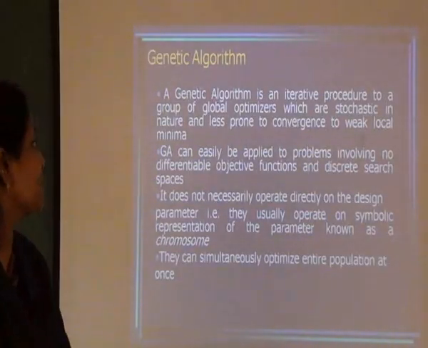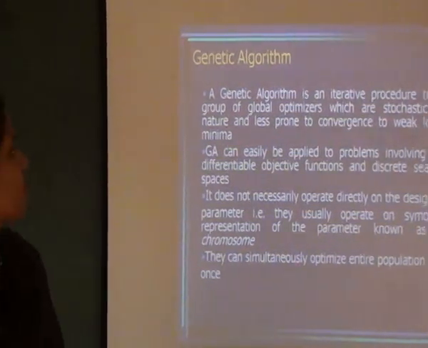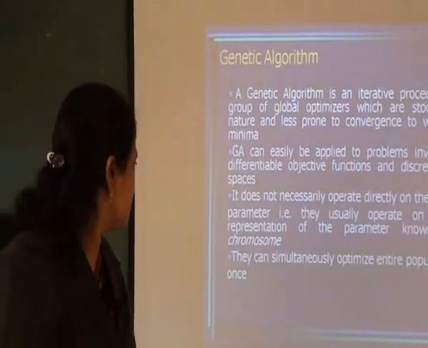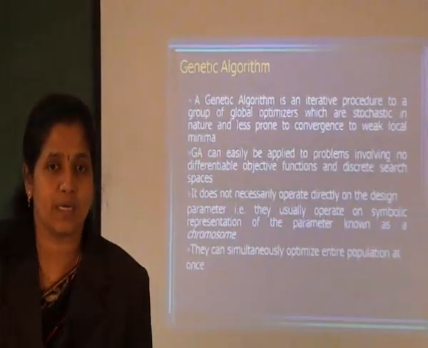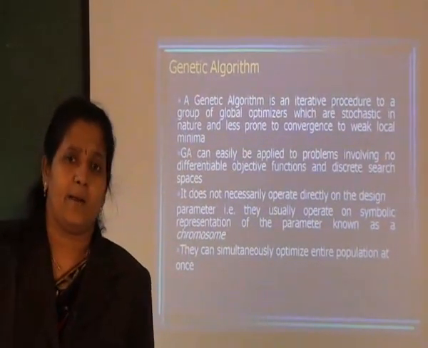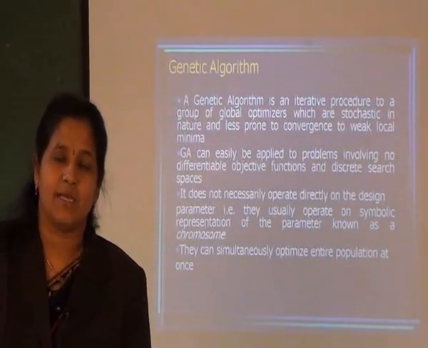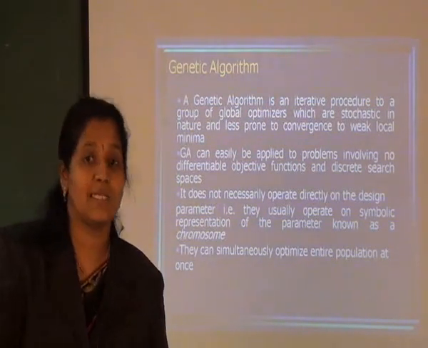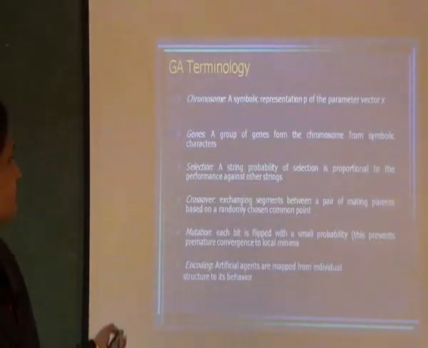What is the genetic algorithm? It is an iterative procedure, a group of global optimization methods which are stochastic in nature and less prone to convergence to weak local minima. Suppose you are solving a particular problem with a neural network, you keep on training and sometimes you feel you are not getting the correct solutions, all the time it falls in local optima, then you can combine that neural network with the genetic algorithm, which will provide good solutions.